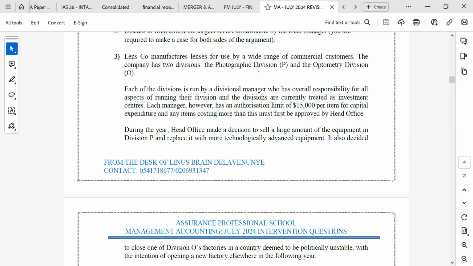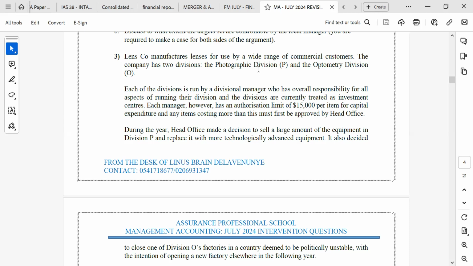$15,000. Okay, but what if their expenditure is below 15,000? They are going to be buying the asset, isn't it? Yes, sir. So you cannot just stand up and say no. You have to use the figure to explain. Any capital expenditure within or below 15,000, they can make it. So therefore, they will be classified as what? Investment center, because they can make their own investments.